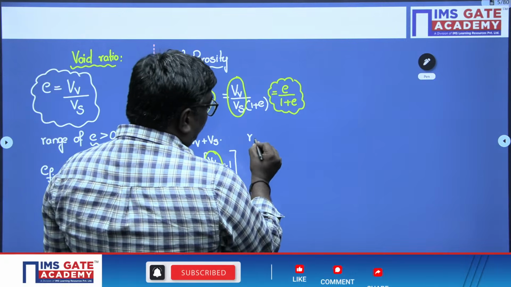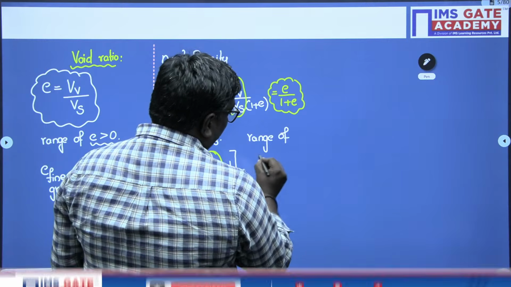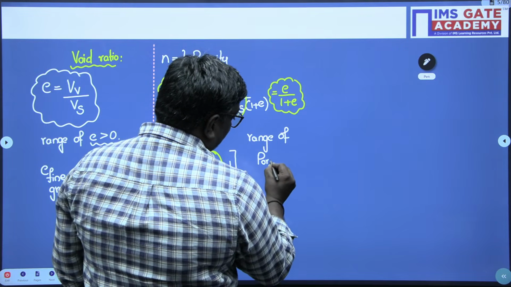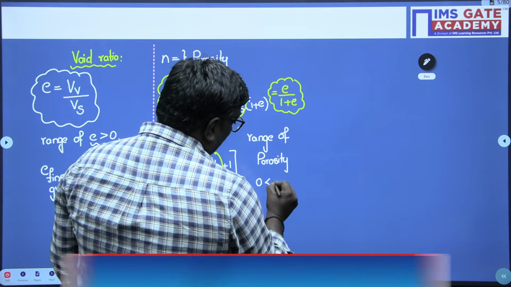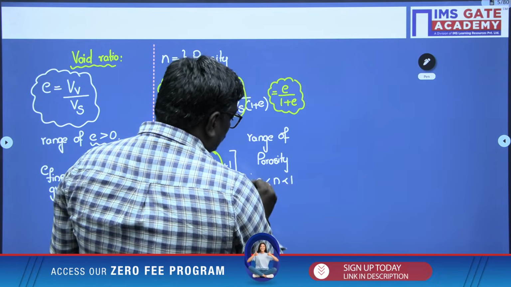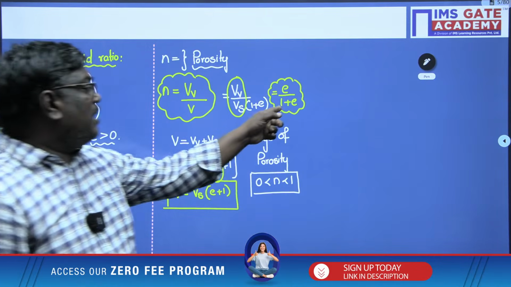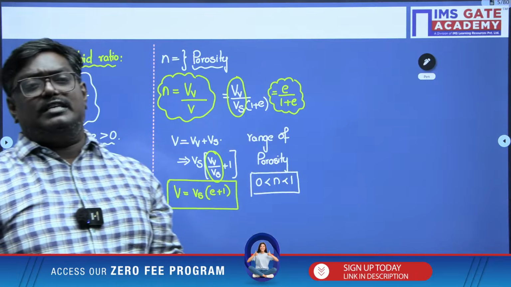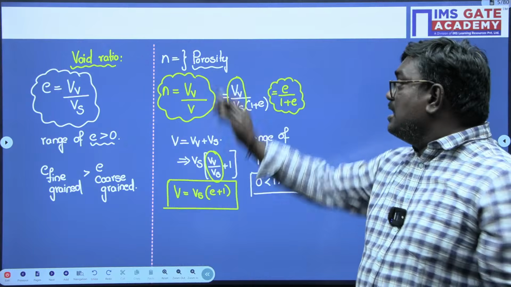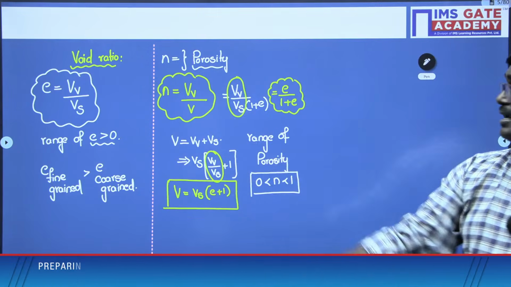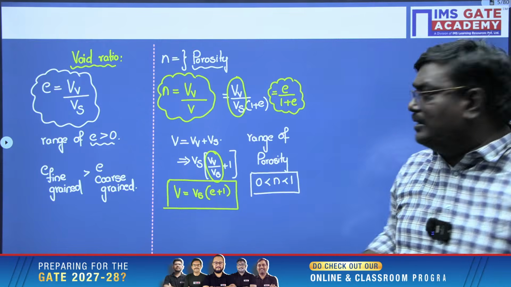So the range of porosity can be written as what, my dear students? The range of porosity can be written as 0 < n < 1. So this is the range of the porosity. Here the denominator is more than the numerator, so it will always be less than 1. Now in one of the 25 GATE questions, sir, they told percentage of voids. Percentage of voids means Vv by V into 100. That you have to understand.